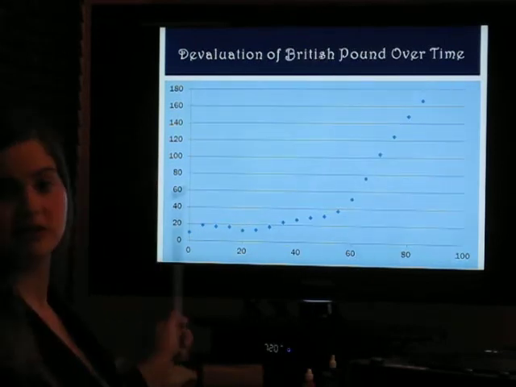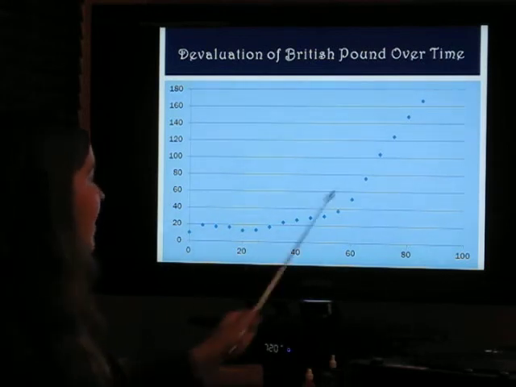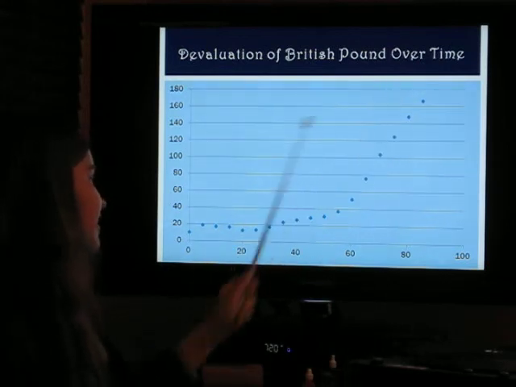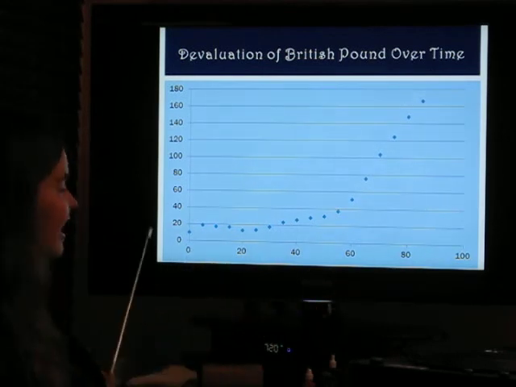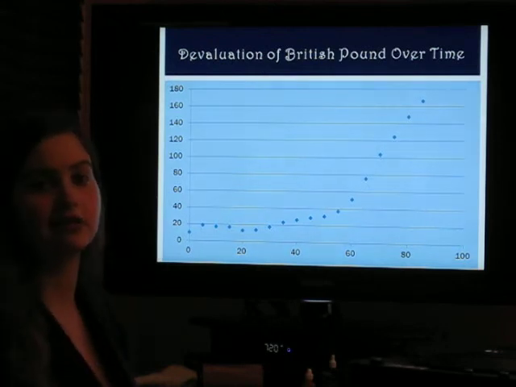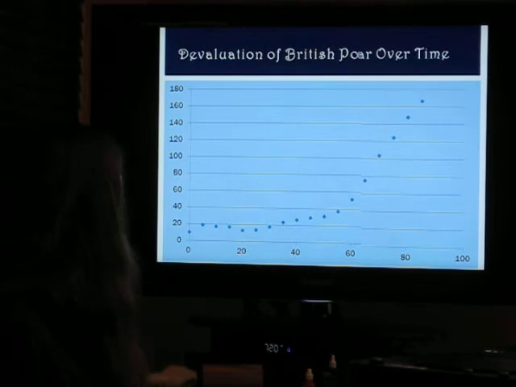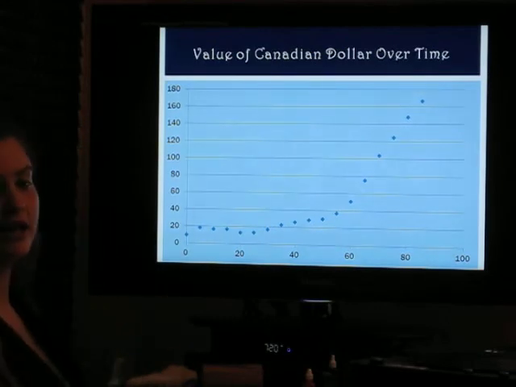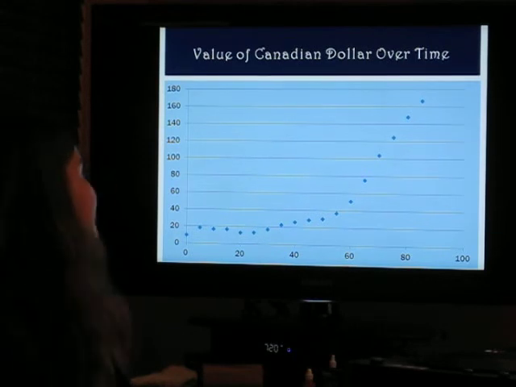And so here's the British pound, and as you can see, it's a similar situation. The value of the British pound is going down. And again, years since 1915 along the x-axis, pounds it takes to equal the value of $10 in 1915 along the y-axis. And again, one more graph showing the devaluation of the Canadian dollar.